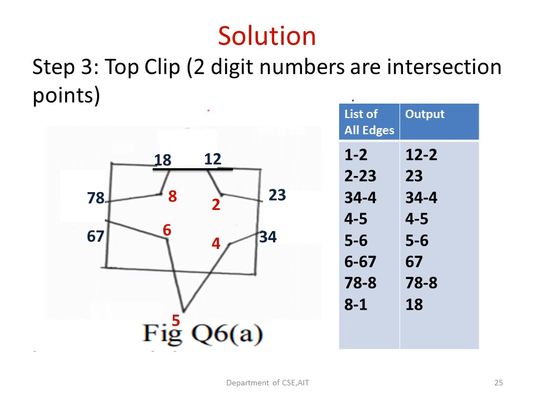After we apply the top clip, the portion of the polygon which was above the clipping window will be rejected, and only the intersection points 18 and 12 are considered.